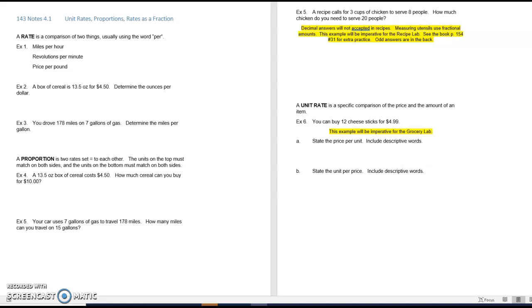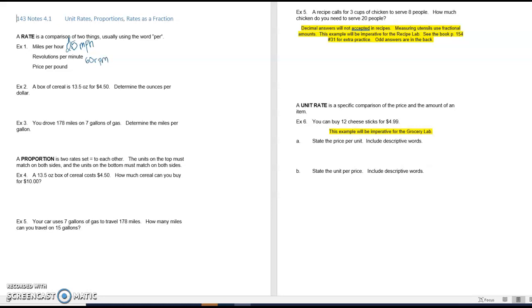A rate is a comparison of two things, usually using the word per. Some examples that occur in our everyday life are miles per hour. So maybe you're on a highway and the speed limit is 25 miles per hour. We call that mph. The next one would be revolutions per minute. This is also used with your car, dealing with your tires. In addition, with a record player, if you're going to play an album and it makes, let's say, 60 revolutions per minute, that also is listed as RPM.